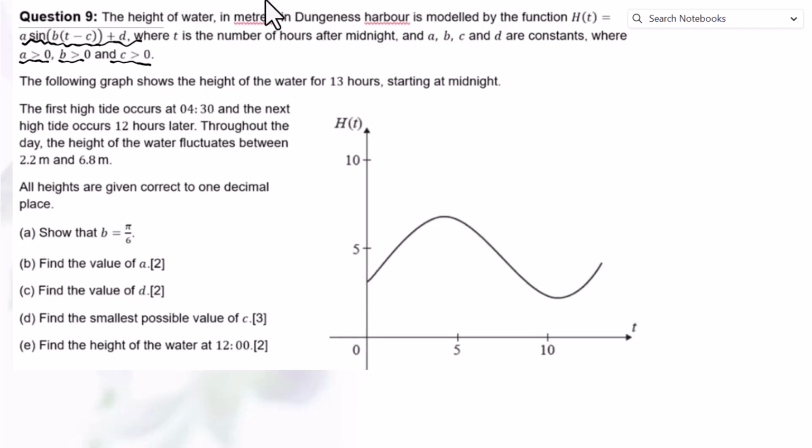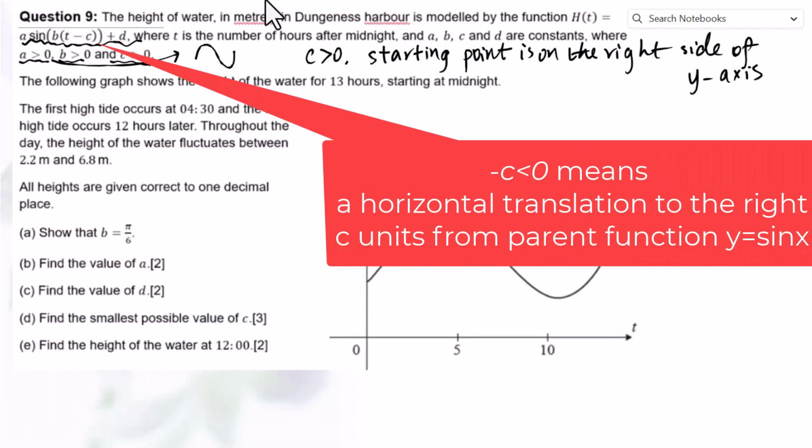A is positive means the pattern of this graph is a positive sine x pattern. For c greater than 0 means the starting point is on the right side of y-axis. Because negative c is negative, inside is negative. That's the reason the starting point is on the right side of y-axis.